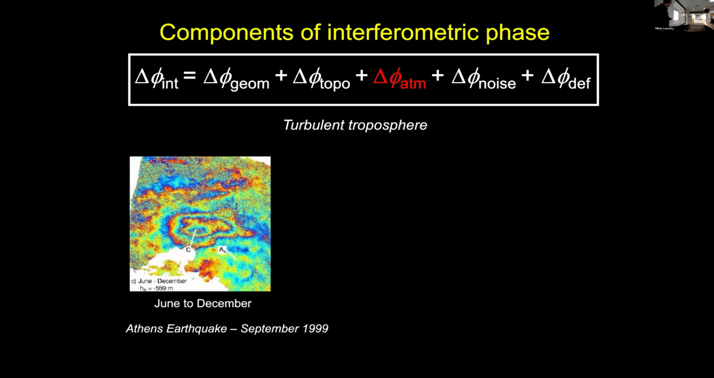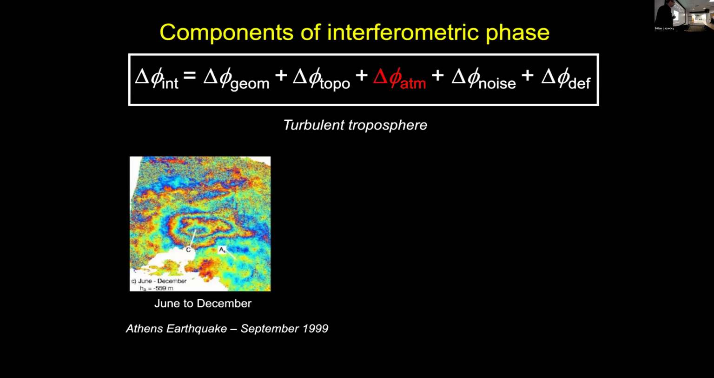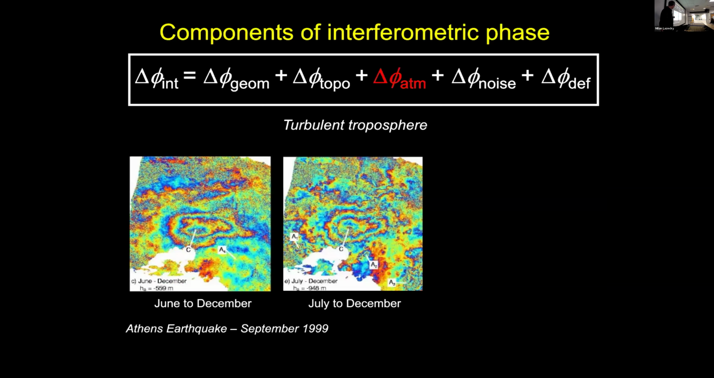The ones that are harder are due to the turbulent atmosphere. So the atmosphere, if you've got much more convection going on, typically maybe you would have thunderstorms or other convective systems, you get much more complicated delays. So here's again 2 interferograms. These are both from an earthquake that happened in Athens in 1999. So this is the deformation from the earthquake.